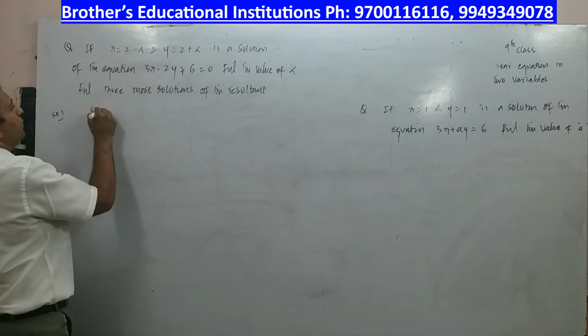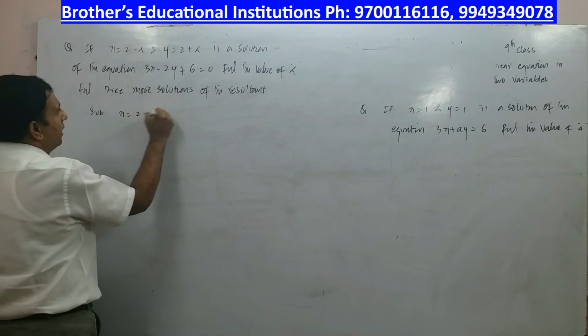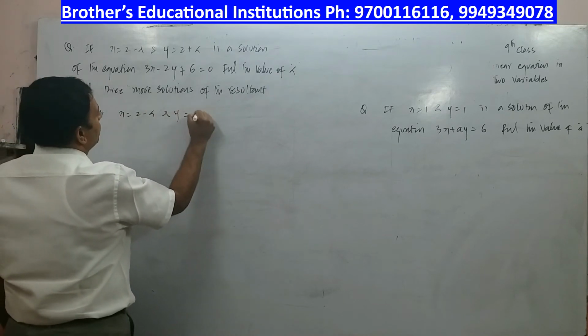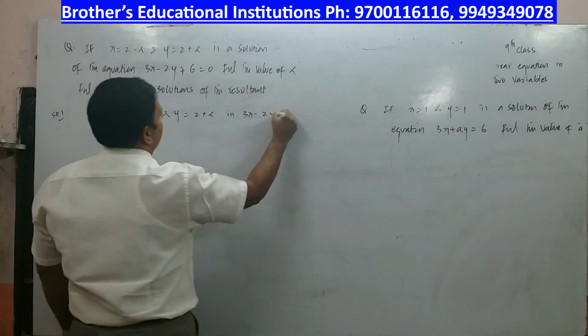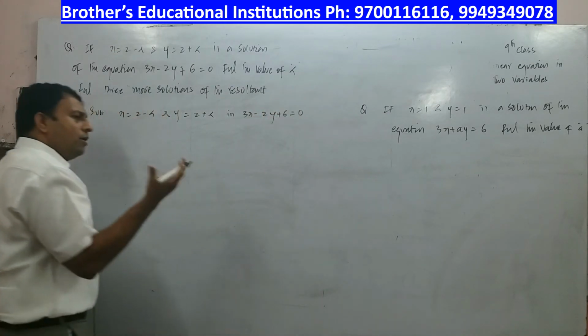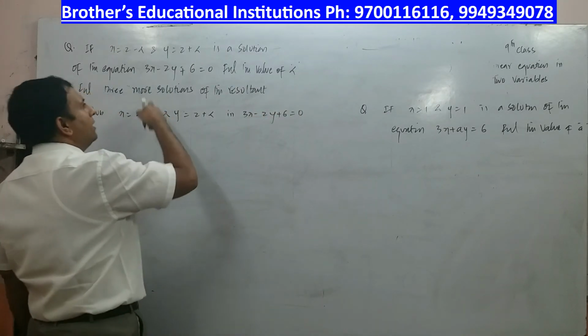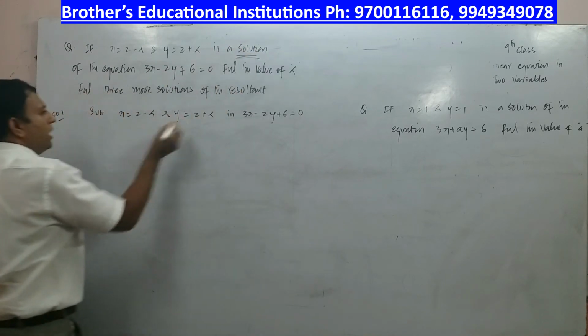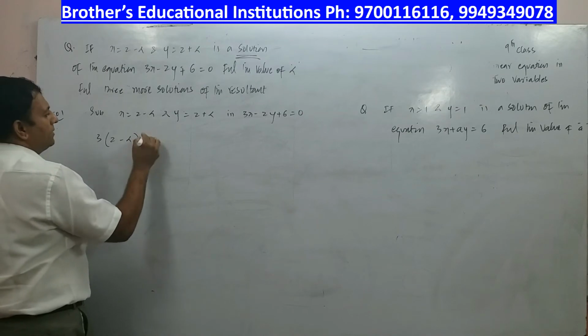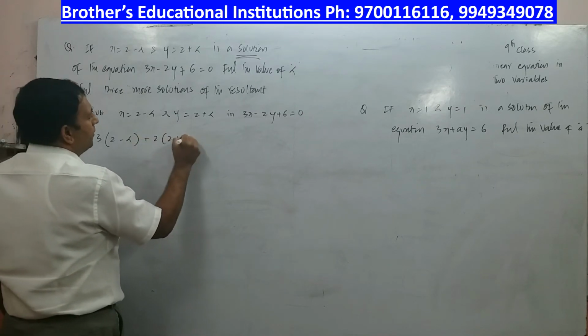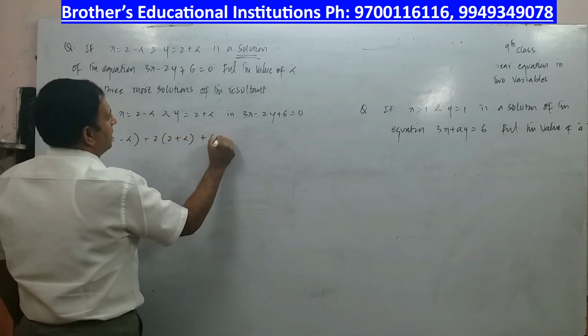I will say substitute x is equal to 2 minus alpha and y is equal to 2 plus alpha in 3x minus 2y plus 6 is equal to 0. Why am I substituting? What authority do you have to substitute? Because they are the solutions. So I will substitute 3 into what is x? 2 minus alpha, minus 2 into what is y? 2 plus alpha, plus 6 is equal to 0.